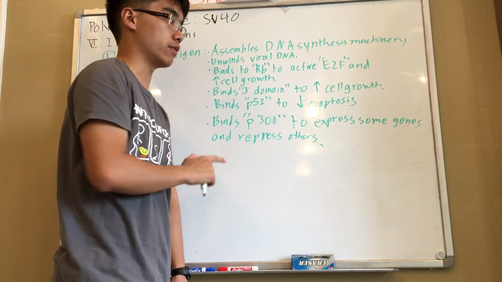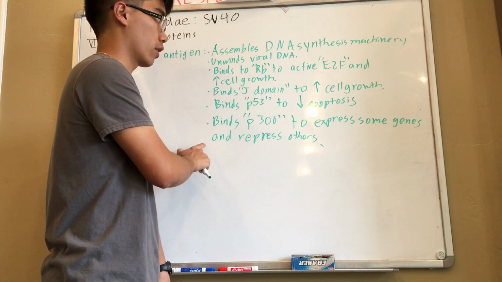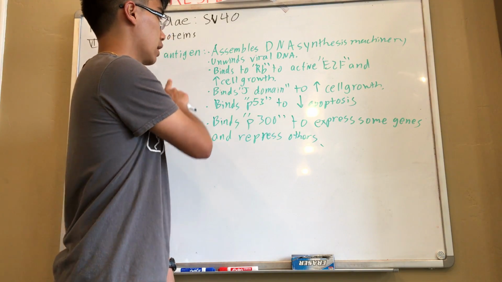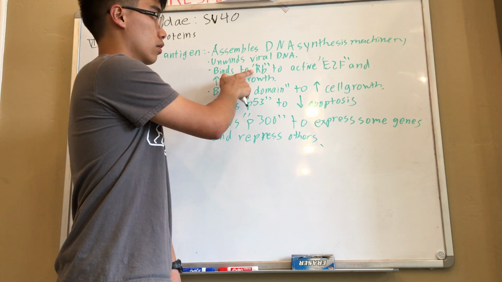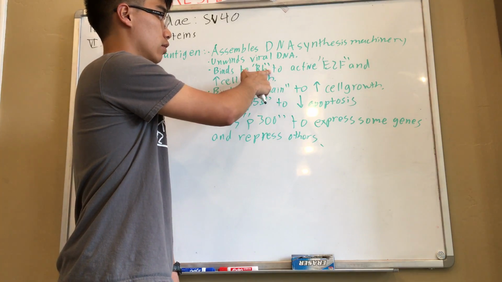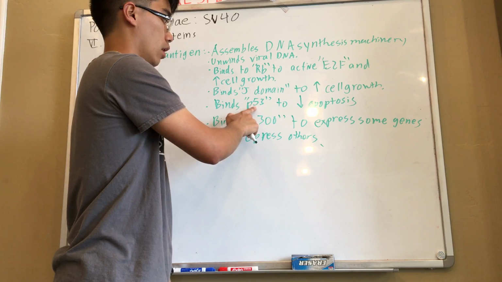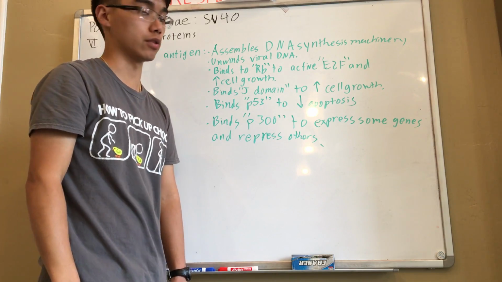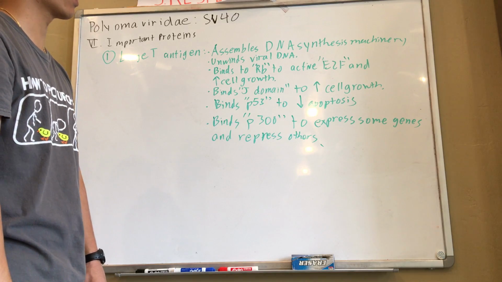But SV40 doesn't want that. It wants to be able to multiply and proliferate. So the way it does that is that it takes T antigen and binds to these genes that stop cell growth. And in doing so, it tells the cell to start DNA synthesis, to start translating proteins.